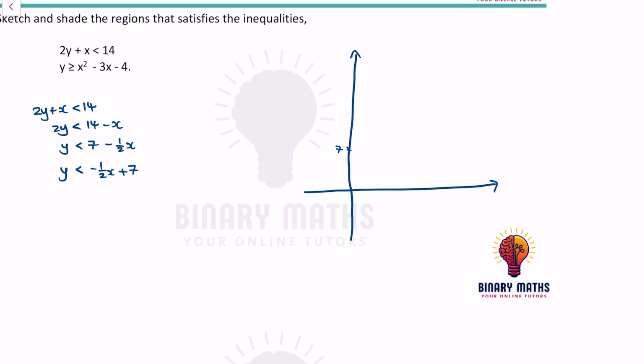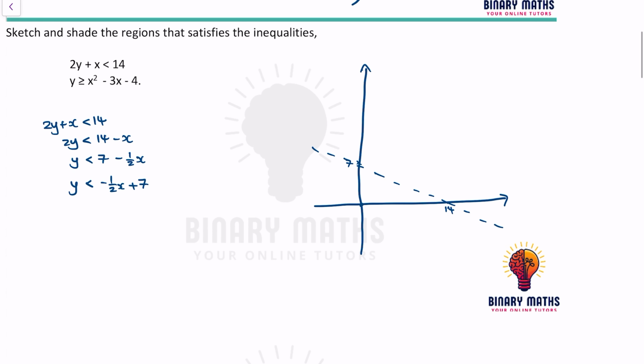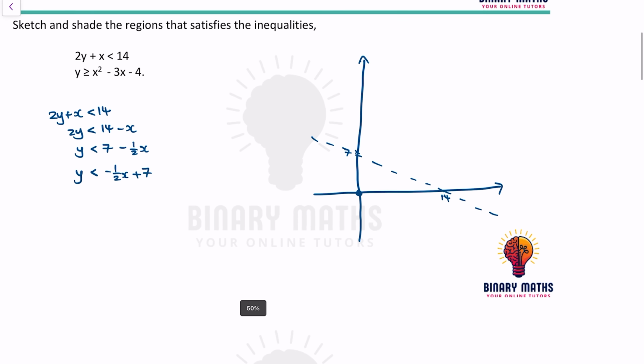Because it's a strict inequality, it needs to be drawn as a dashed line. This point here, we know is 14, because minus half times 14 will give you negative 7. Negative 7 plus 7 is 0. Okay, now we need to decide which part is y less than this line. Is it the bottom half of the line or the top half of the line? For this, what we need to do is always substitute the point 0, 0, the origin, because it's clearly on one side.